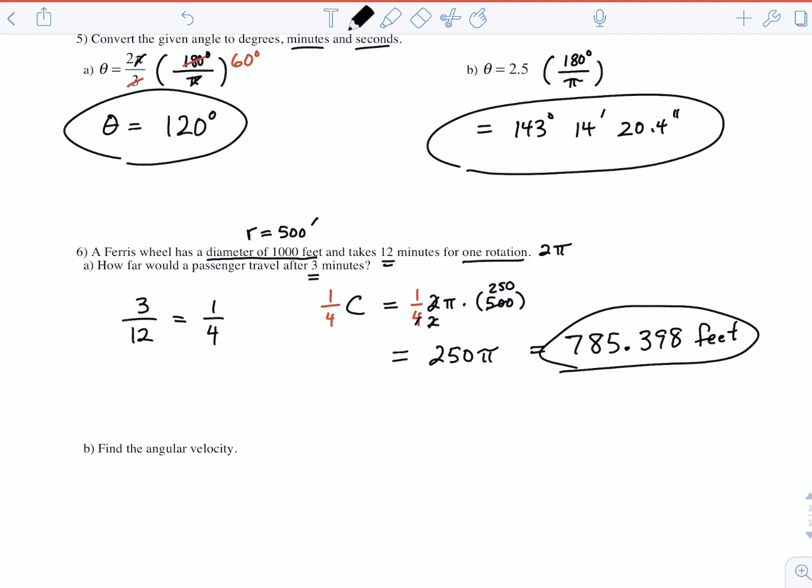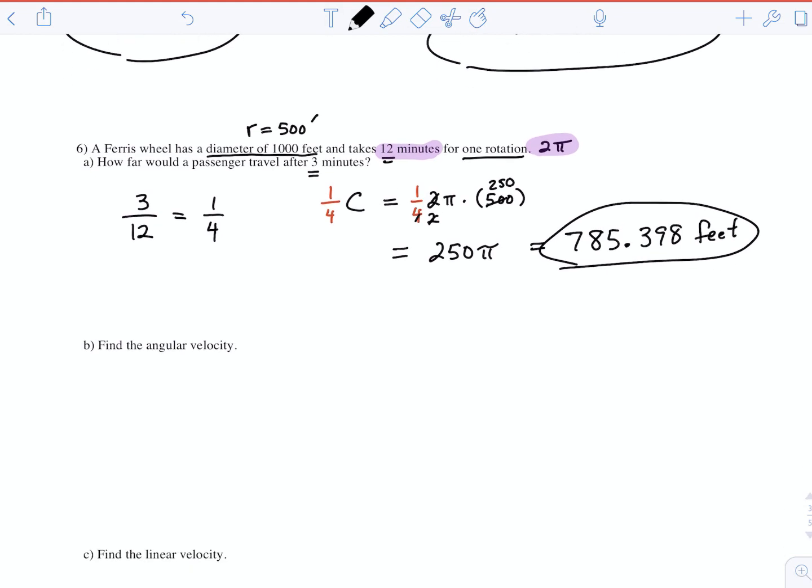Angular velocity. So that basically just uses this information and this information, because for angular velocity, you just need to know the angle divided by time. So the angular velocity equals the angle divided by the time, and then the units would be, this is radians and this is minutes. Or of course that could be reduced to be pi over 6 radians per minute.